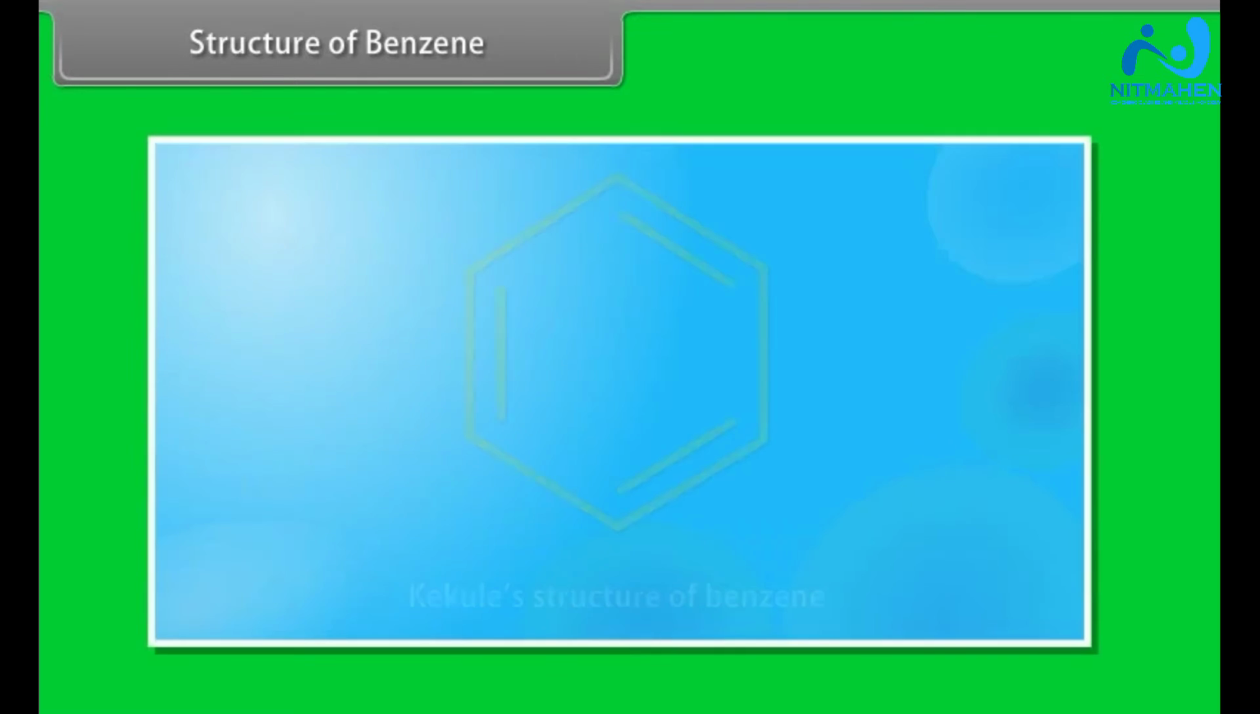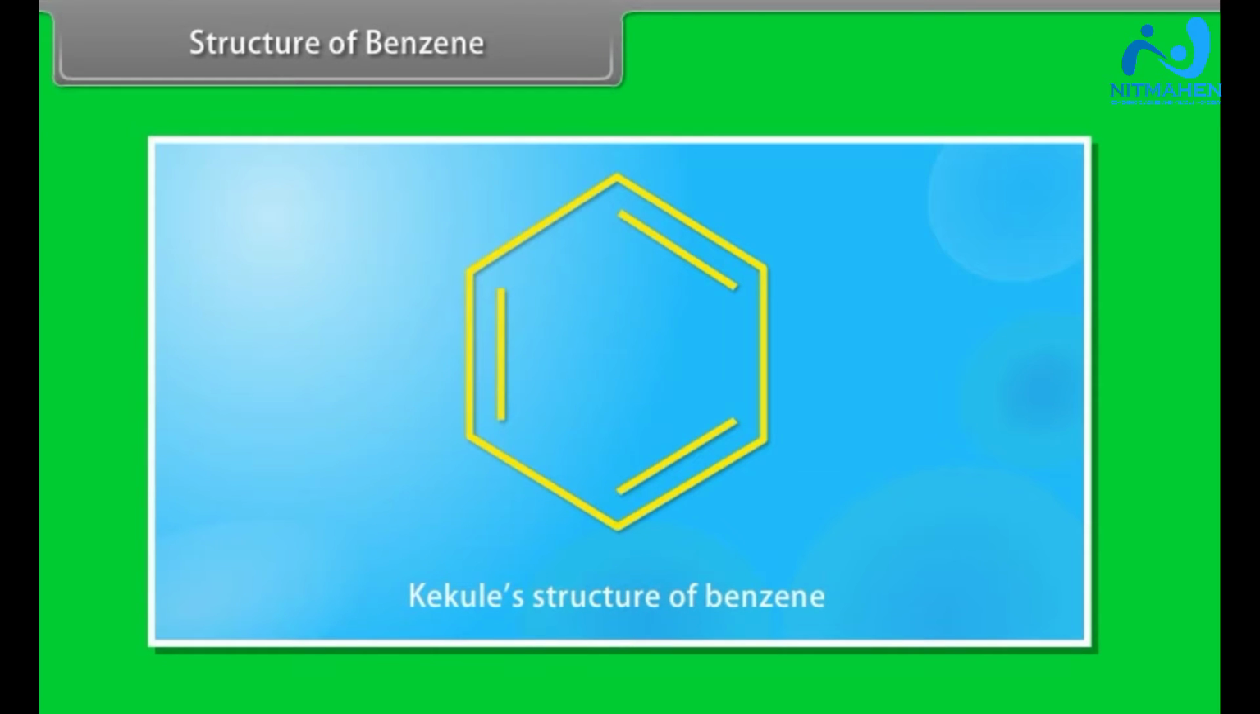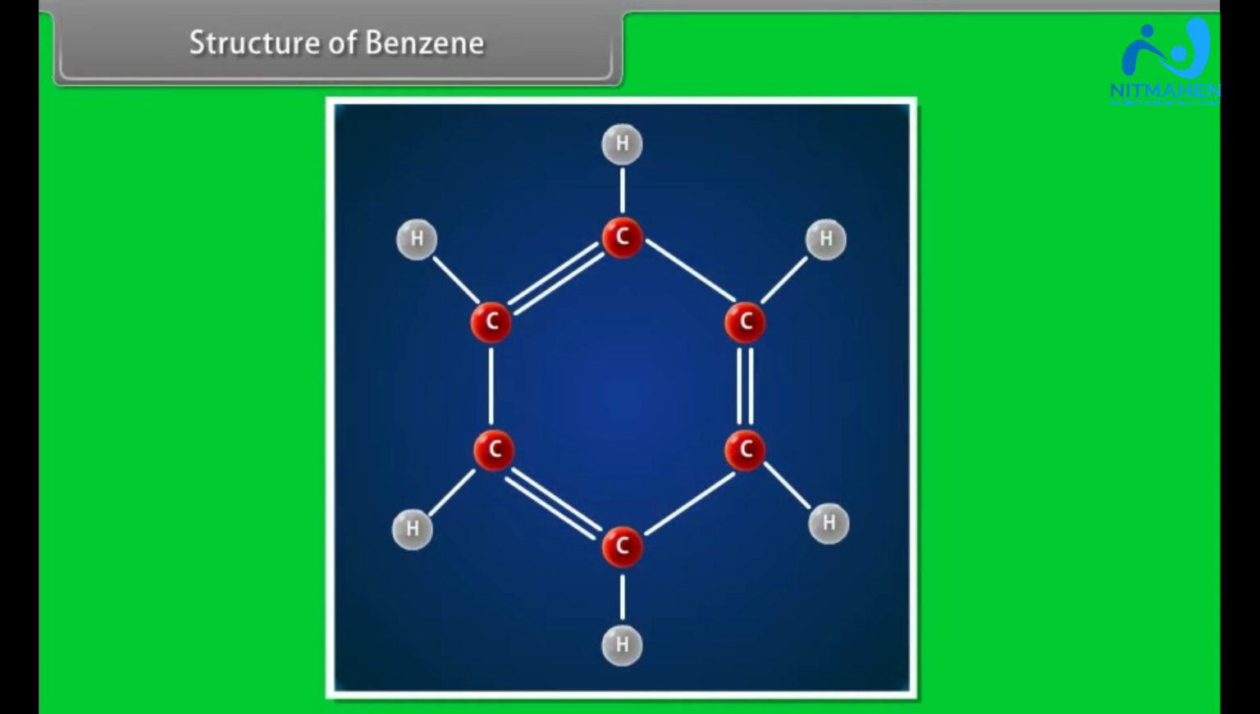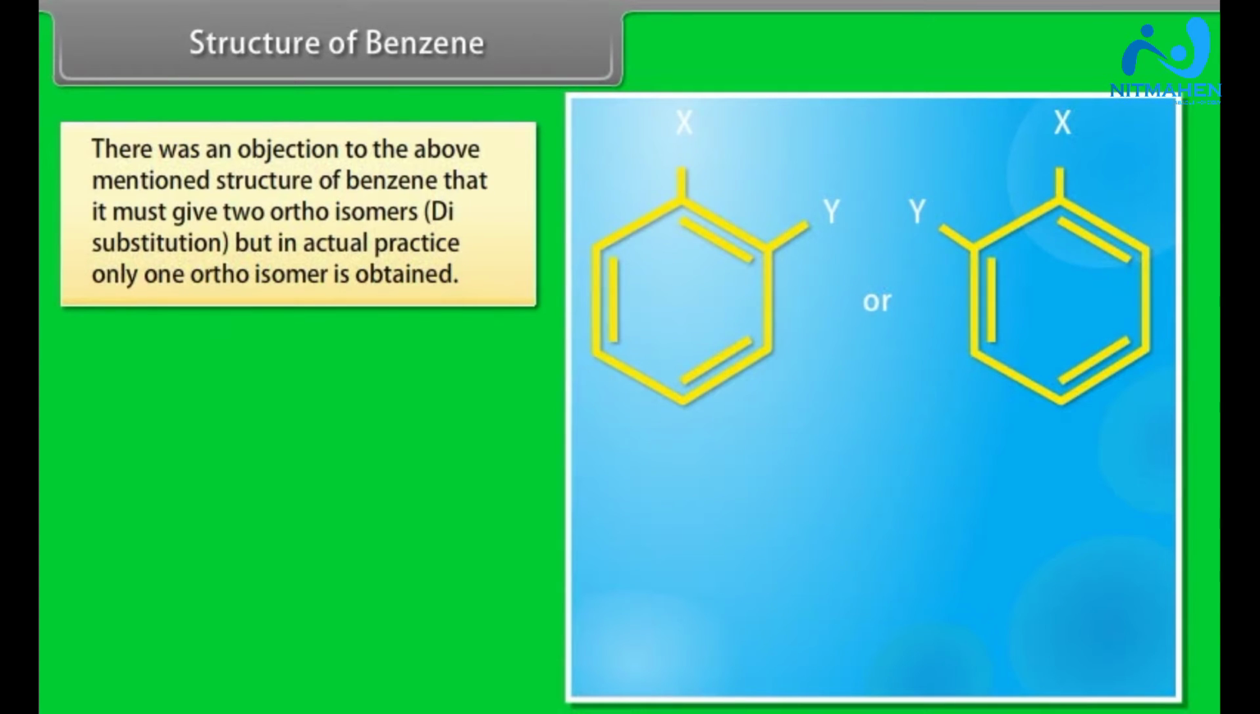Structure of benzene. A chemist, Kekulé, in 1865 suggested the following structure for benzene. According to Kekulé, 6 carbon atoms in benzene are on the 6 corners of a regular hexagon. Each C atom is attached with one H atom. There are 3 alternate double bonds between 2 C atoms to complete the 4th valency of carbon. There was an objection to this structure of benzene, that it must give 2 ortho isomers in disubstitution, but in actual practice, only 1 ortho isomer is obtained.